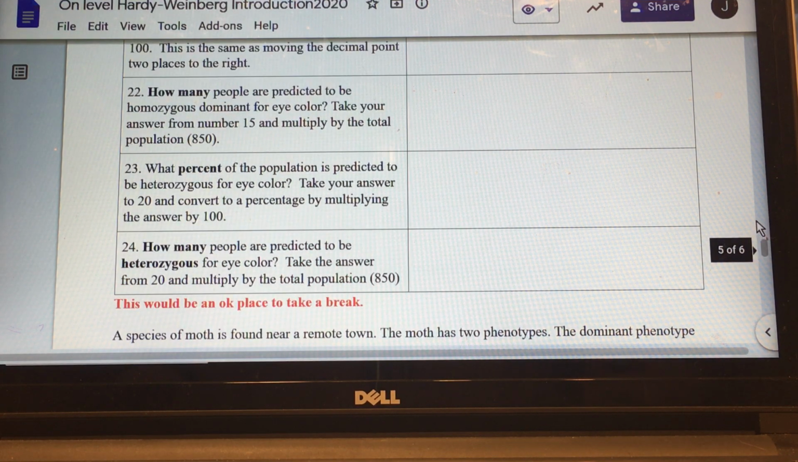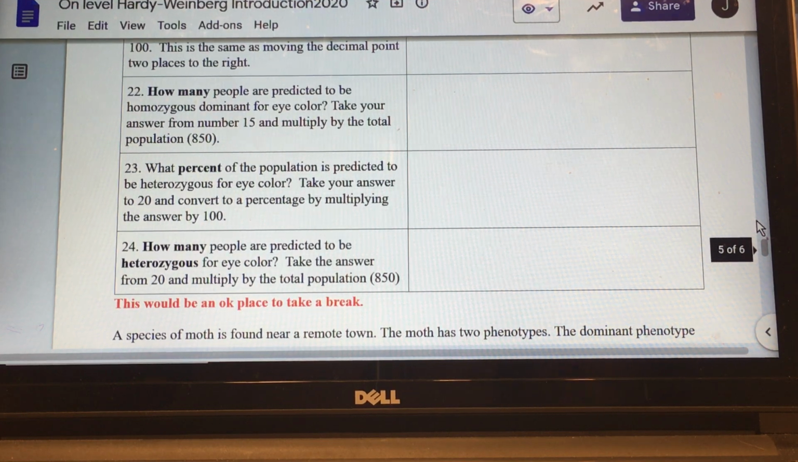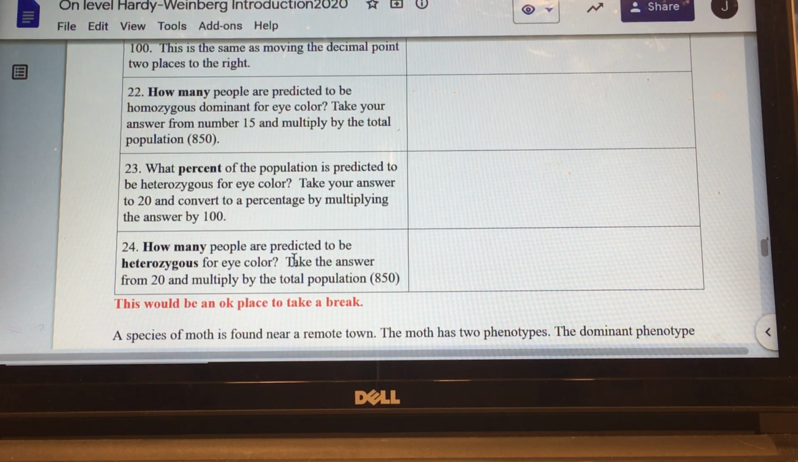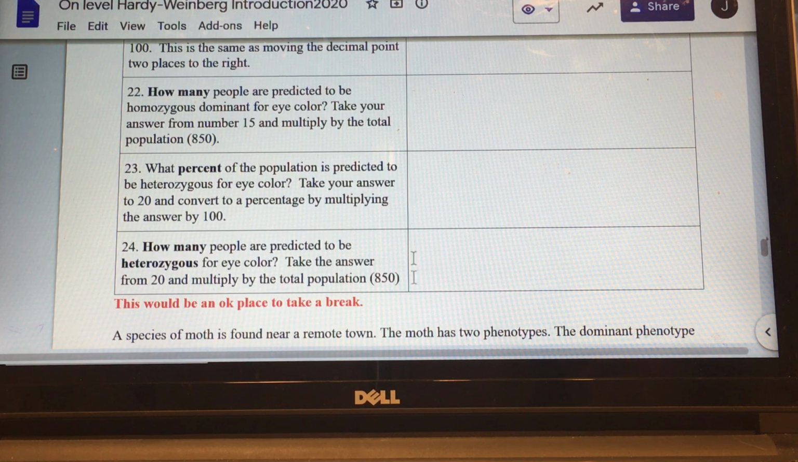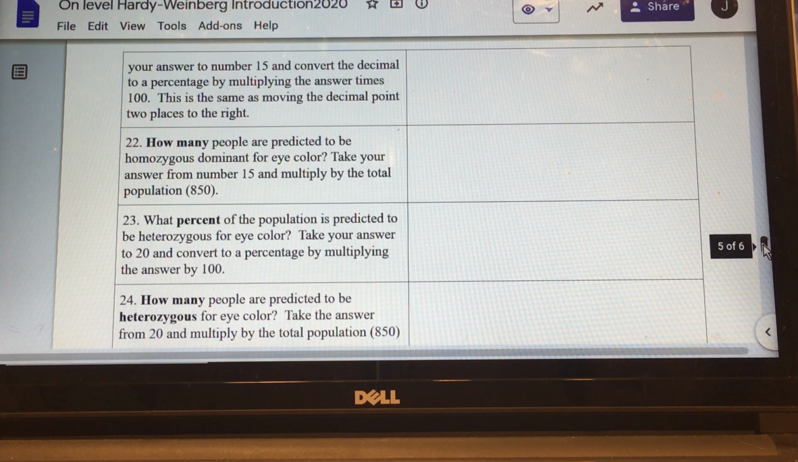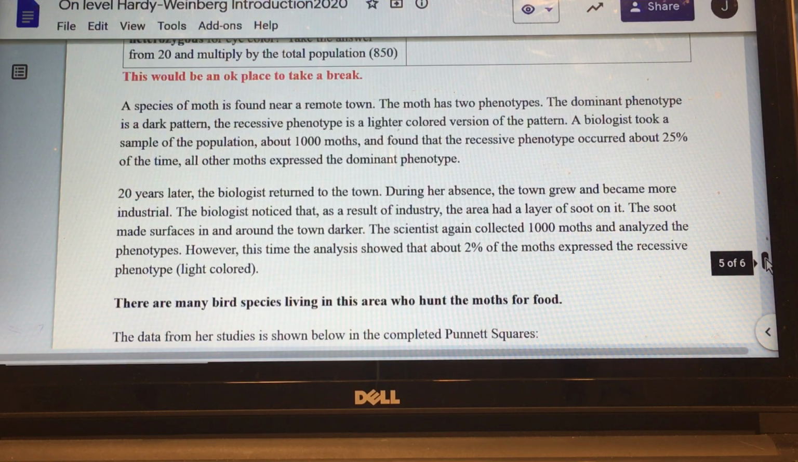So for 24, it says how many people would be heterozygous. So you would take the decimal answer and multiply by the total population. Whatever the percentage is, you move the decimal 2 to the left again and then multiply by 850. So now let's talk about the BCR.